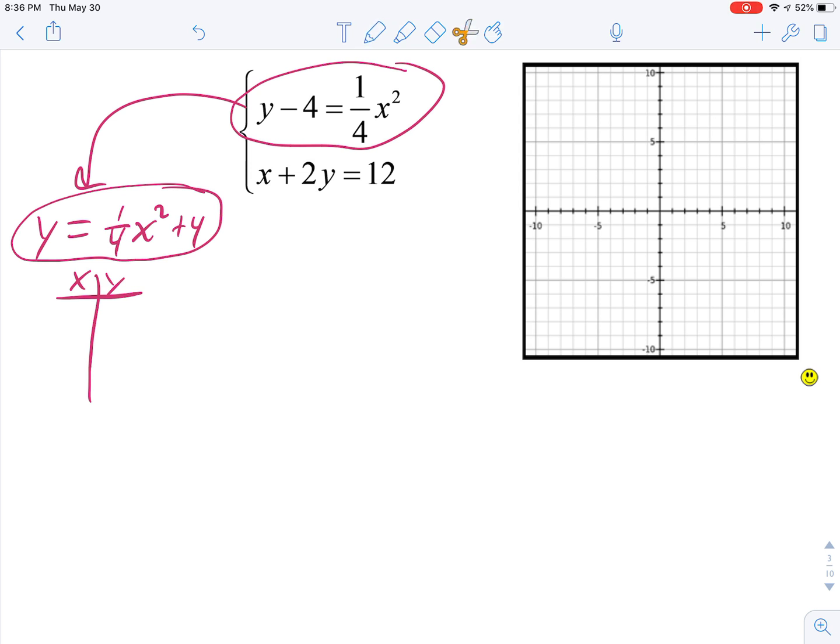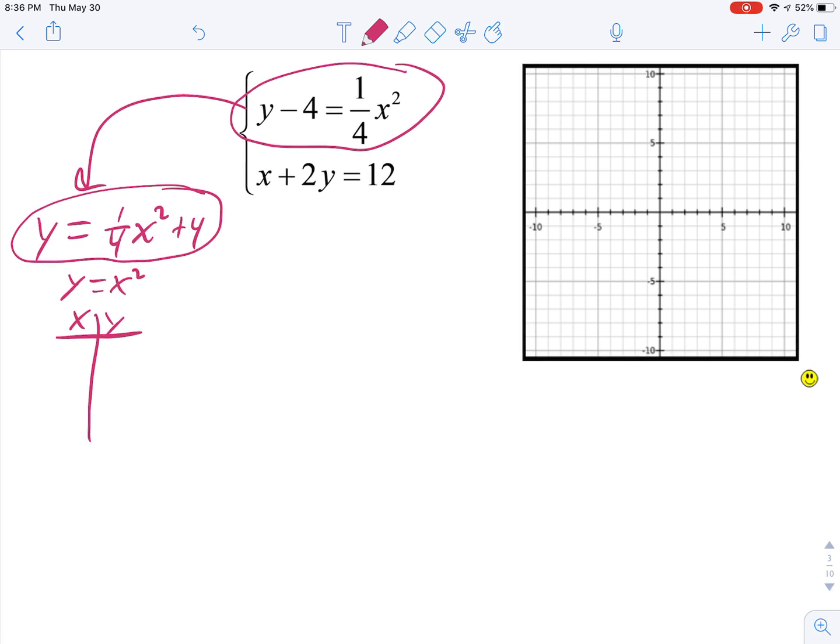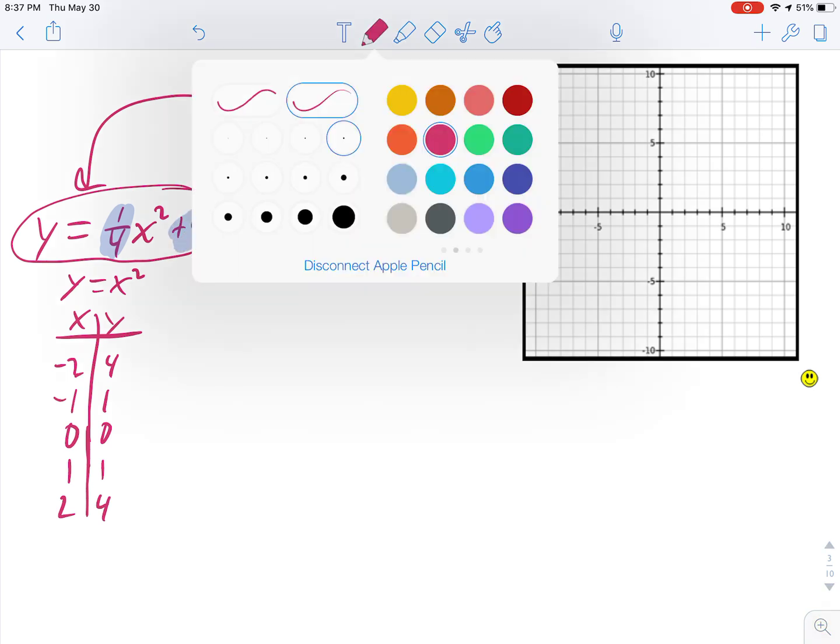And so my parent function, going back to early graphing by transformations, is just y equals x squared. We would typically use -2, -1, 0, 1, and 2, because those are pretty easy points to get. So -2 squared is 4, -1 squared is 1, 0 squared is 0, 1 squared is 1, and 2 squared is 4. And now we'd apply our transformations, which are a vertical shrink by 1/4 and then translating up 4.